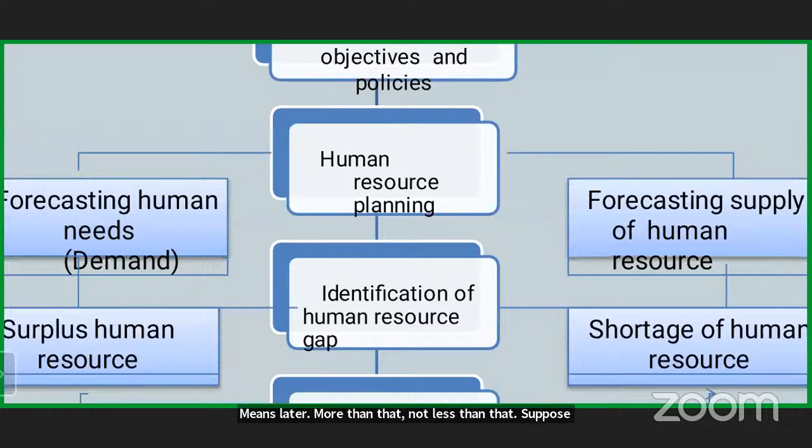Suppose the organization requires 100 manpower. We can supply only 100 manpower. Neither more than that, meaning we will not supply more than 100 people, nor less than that. We will not supply less than 100 manpower. So what will happen if we supply more than 100?